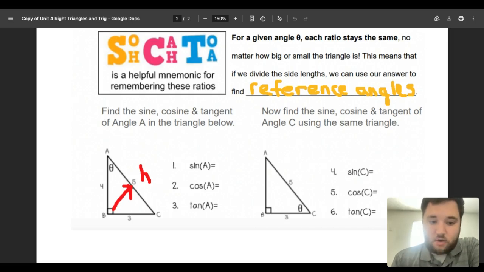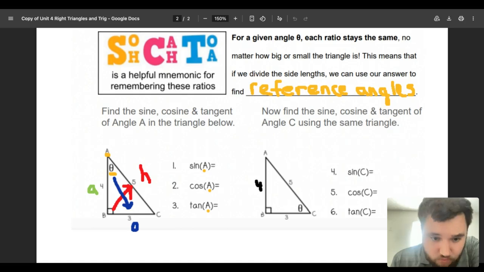My reference angle, we're going to use this theta right here. And look, angle A is my reference angle. Angle A is right here. That means that the opposite side is going to be this 3. So we have our opposite side right there. And that's going to leave this 4 over here as my adjacent side.